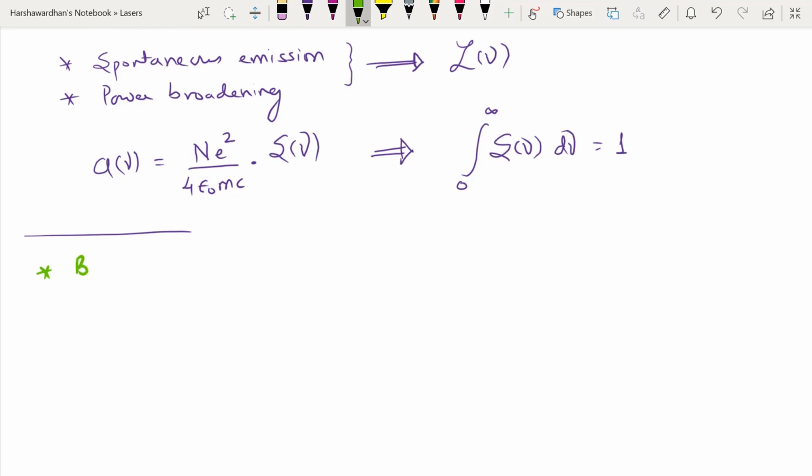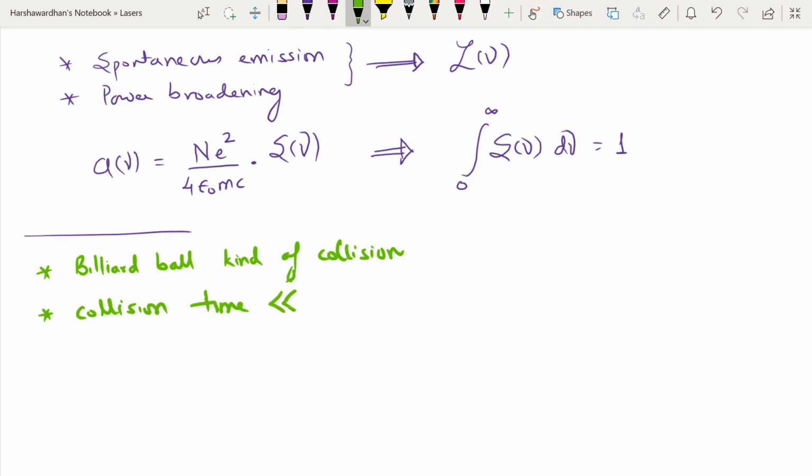So the first assumption is that I'm looking at atoms as billiard balls kind of collision. What it means is the collisions are instantaneous. The duration of collision is much smaller than the time between collisions, so the collisions almost can be considered as instantaneous. So collision time is much smaller than the time between collisions.